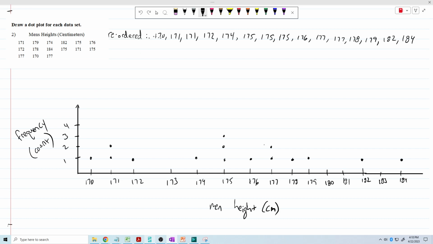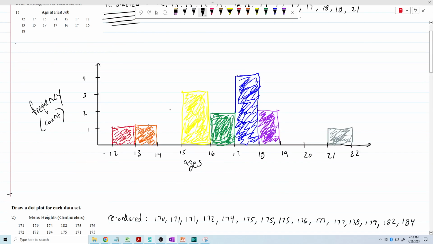I quickly scanned. I saw the smallest one being 170 and the biggest one, 184. So I plotted my tick marks out by ones. And then just like with histograms, I scan the data. How many do I have? I have one of 170. So instead of going straight up like a bar, I'm just doing dots, which is easier in terms of drawing it and creating it.